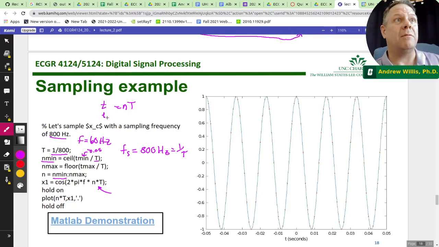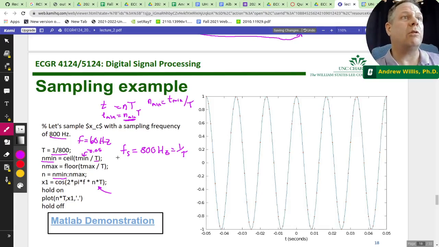So if t min is equal to n min, the smallest index in n, times T, then you can take t min divided by capital T and you'll get the smallest index of n, right? n min is equal to t min over capital T. And same for the max. So that's what's being calculated here, and here is just the index that I need for n. It has to start at n min and go to n max. Then, instead of plugging in the values of little t here, I can plug in the values of nT, using the relationship t is equal to nT.